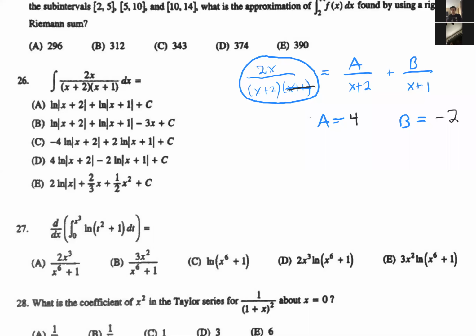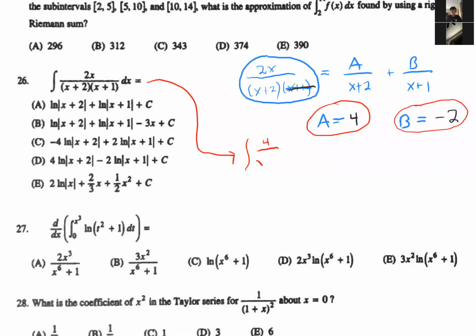So that means I can take my original integral right here, and I can rewrite this integral. I can plug in this for my a and this for my b. So it's going to be the integral of 4 over x plus 2. I'm going to change this to a minus because it's a negative 2. Then I have 2 over x plus 1 dx.